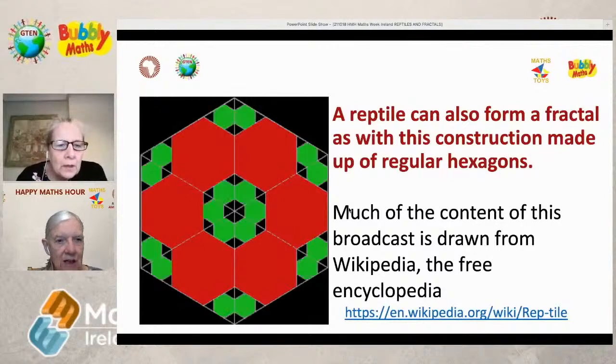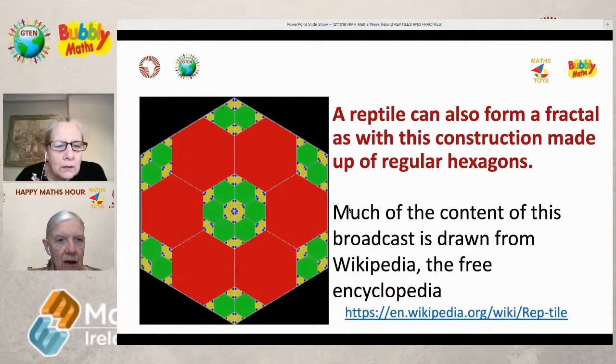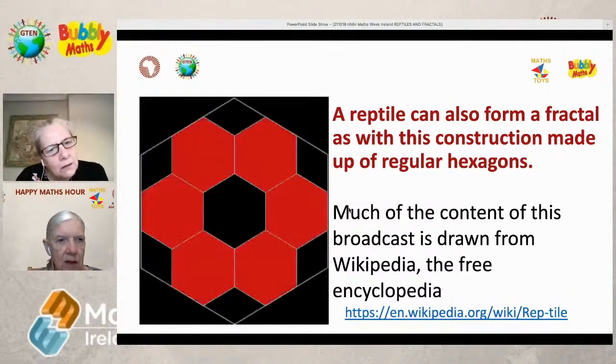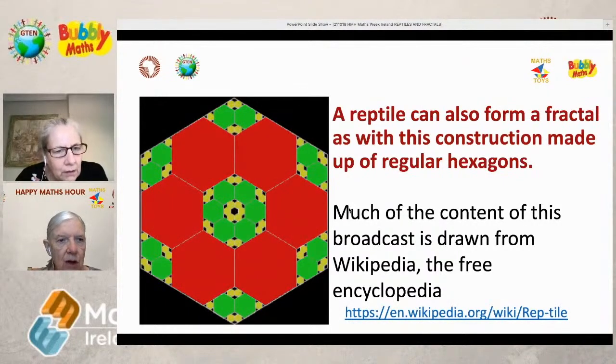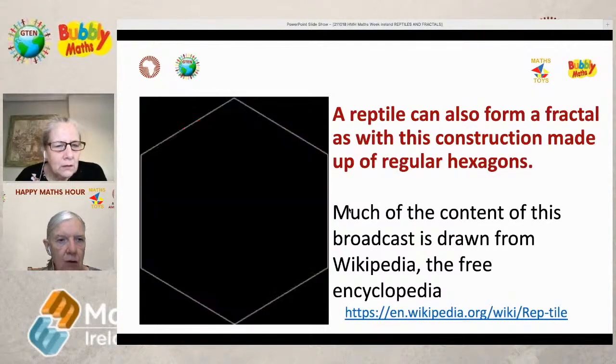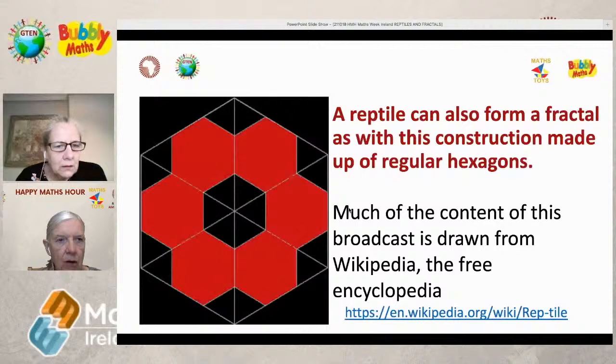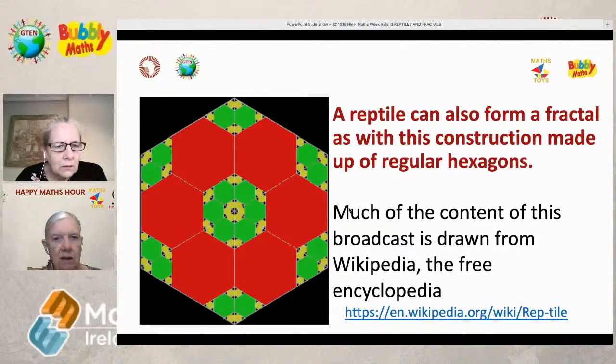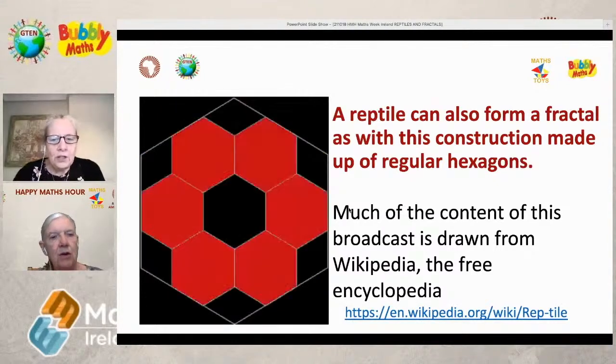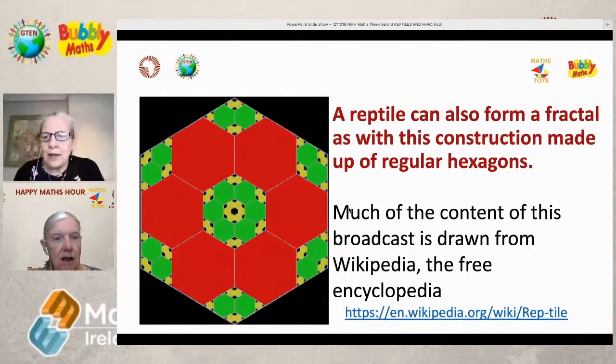Right. Now watch this. Now here we have a hexagon, and this is filling the plane with smaller hexagons. Here we can see red, green, yellow and blue hexagons, and much of the content I've got here, including this GIF, comes from an article on Wikipedia. So thanks to Wikipedia. In fact, all you need to do is search for reptile there. That would do the job, wouldn't it?